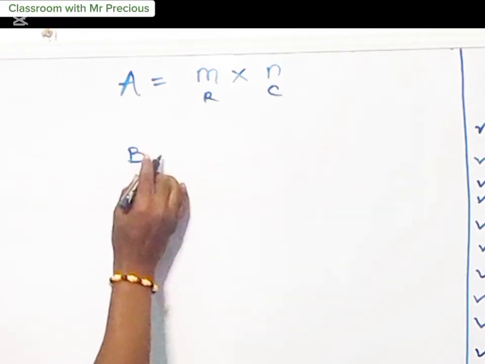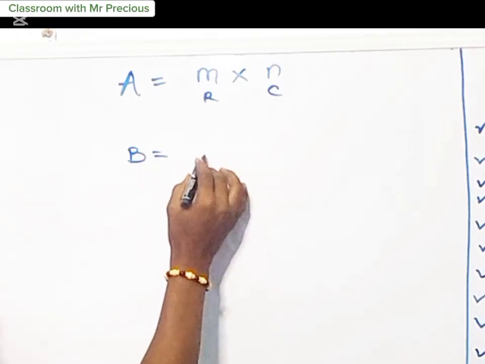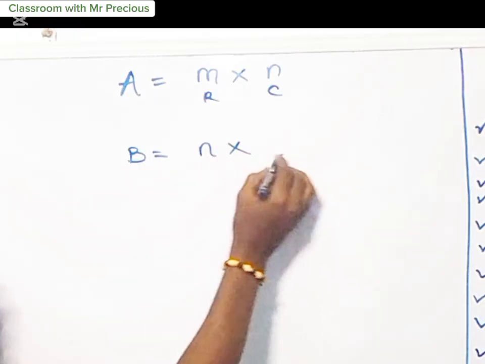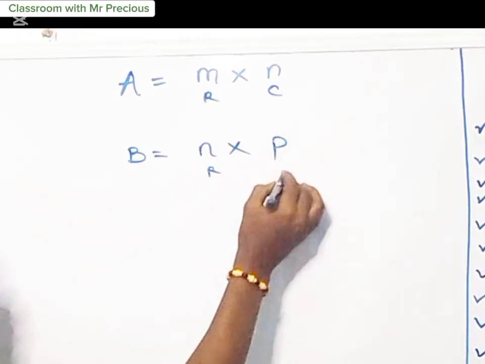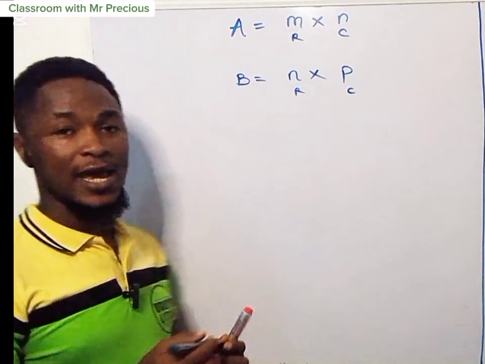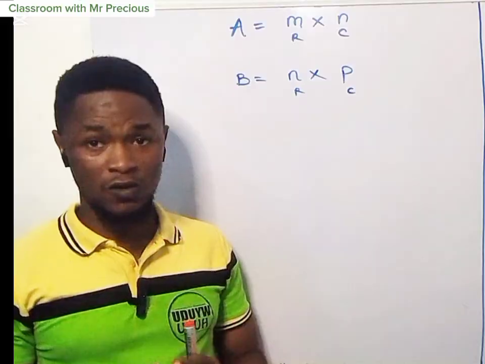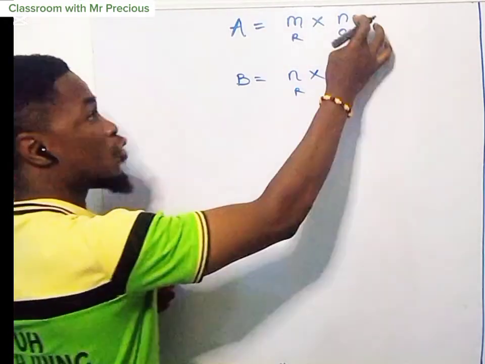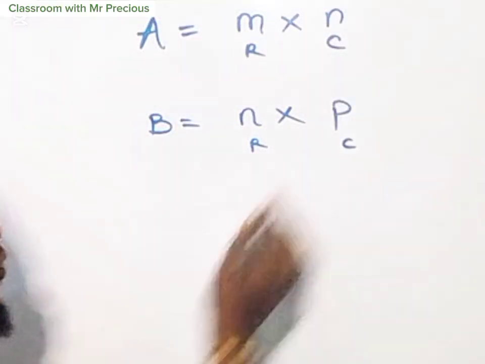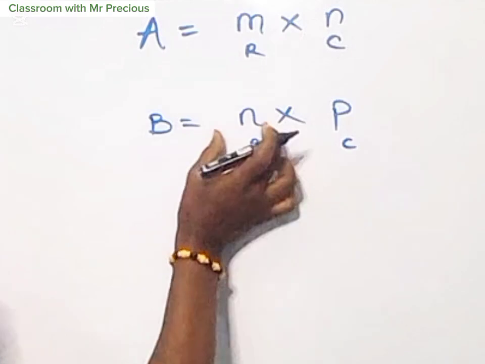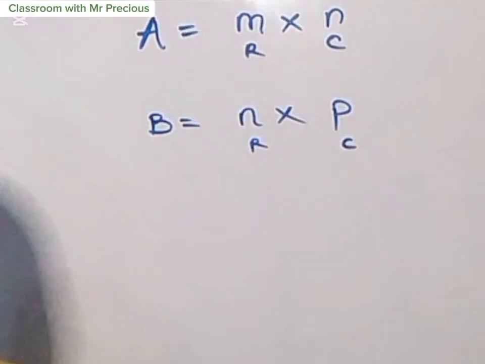Let's say another matrix is n times p. This is the row and the column. Why did I use this n 2 times? Now for two matrices to multiply, the column of the first matrix, which is this n here, has to be the same as the row of the other matrix.